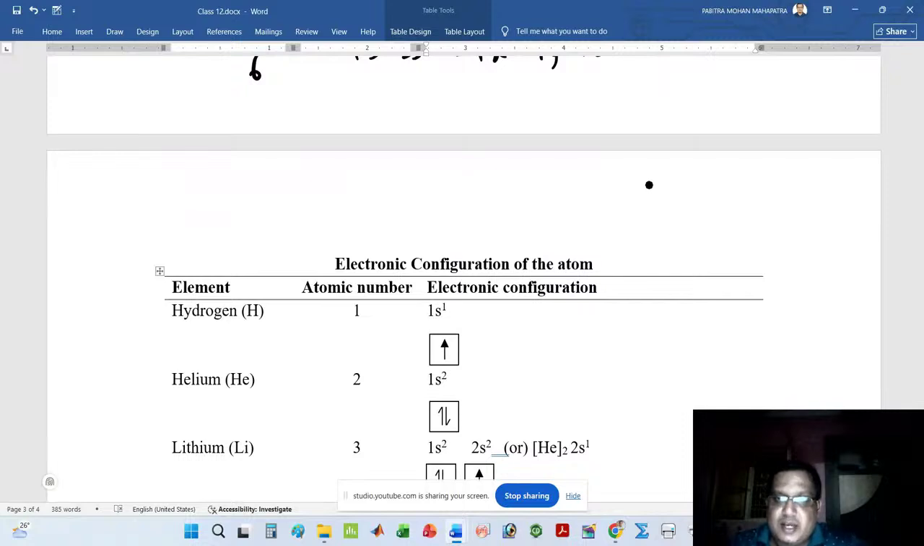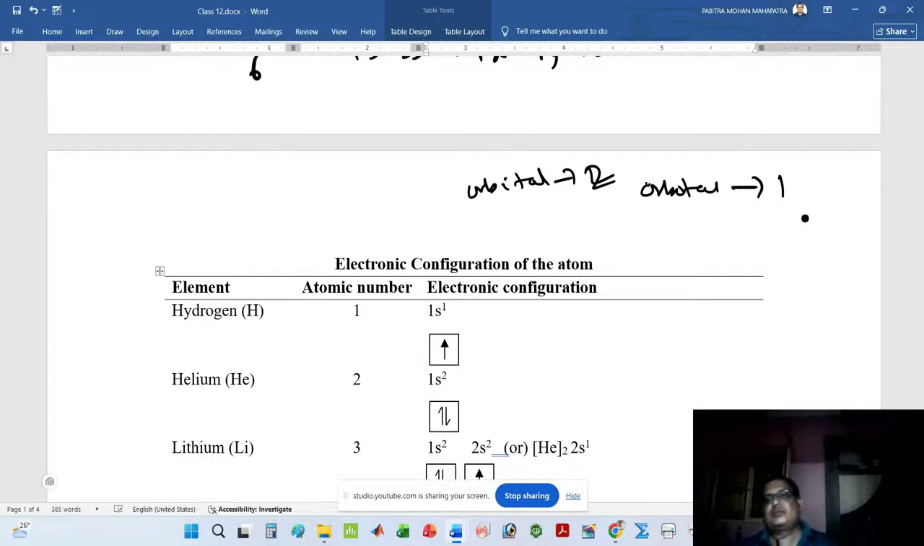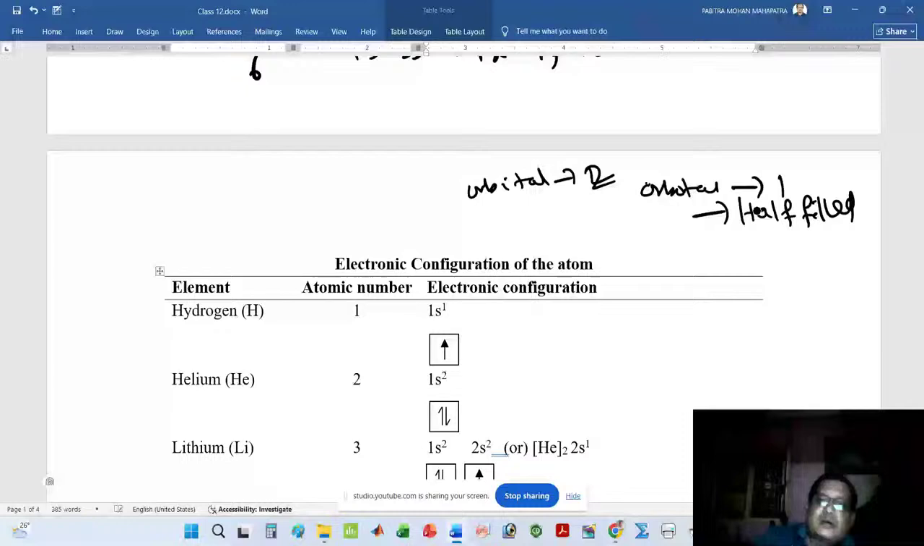Suppose an orbital, any type of orbital, having one electron. An orbital can have a maximum of how many? Two electrons. Suppose an orbital has one electron, then the orbital is said to be half filled, because half of full filled means one. If an orbital has two electrons, that is said to be full filled.